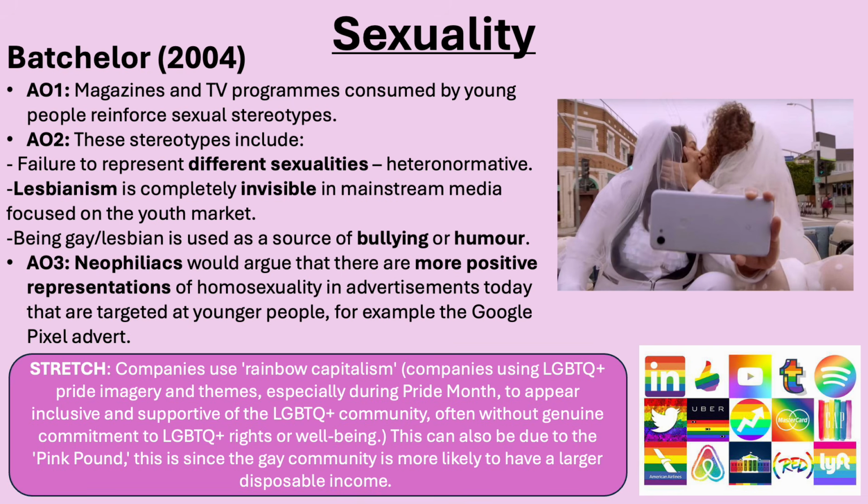This is since the gay community is more likely to have a larger disposable income than that of, for example, a nuclear family. Now, obviously, gay couples can have children, but it's a longer process. But overall, they're less likely to have as many responsibilities compared to a heterosexual couple.